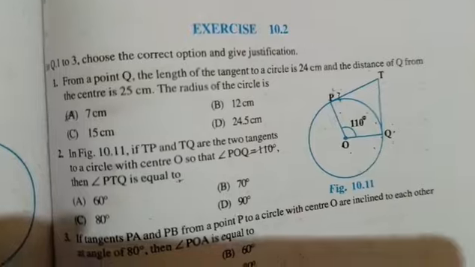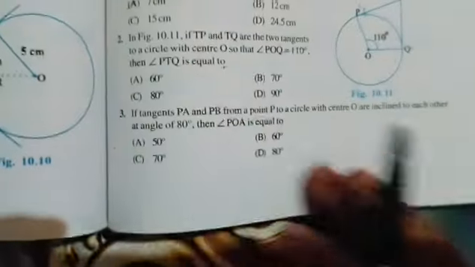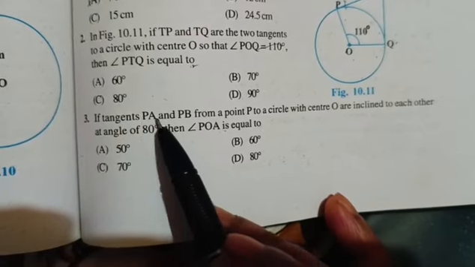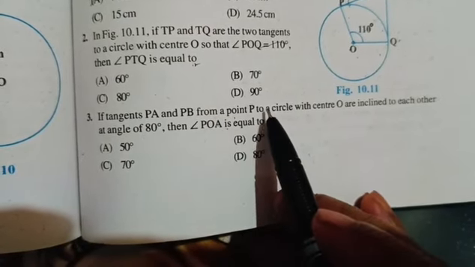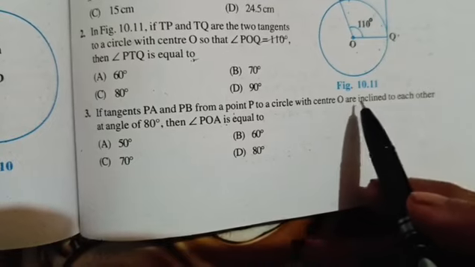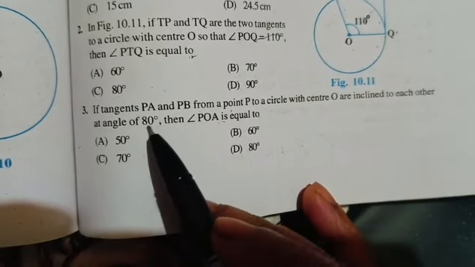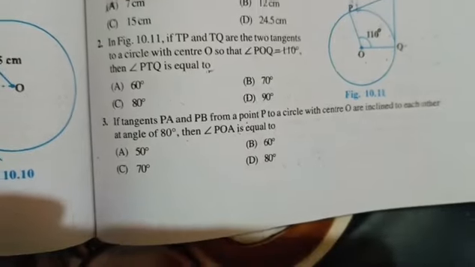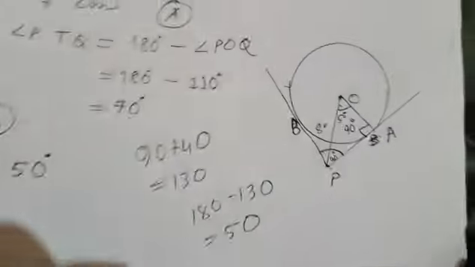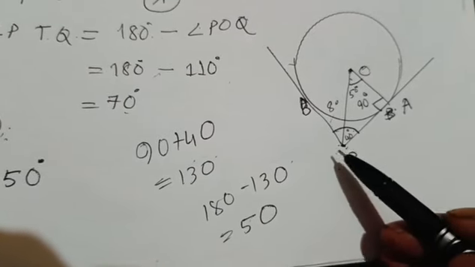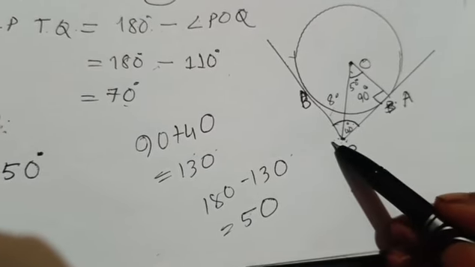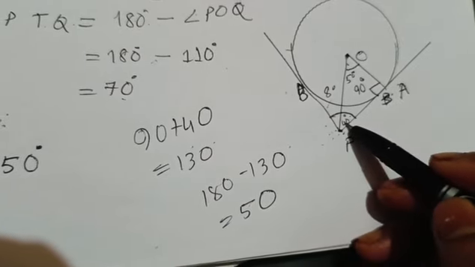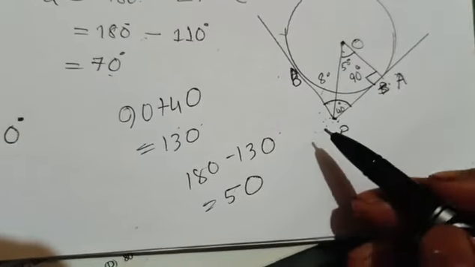Then question number 3, what is given? If tangents PA and PB from a point P to a circle with center O are inclined to each other at an angle of 80 degrees, then find POA. This is the point P. Here PA and PB are the tangents. And the angle APB, what is given? 80 degrees.